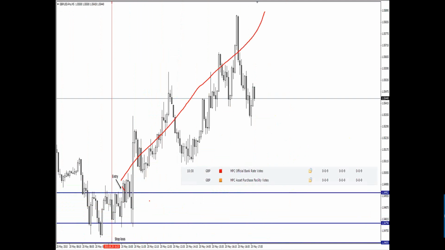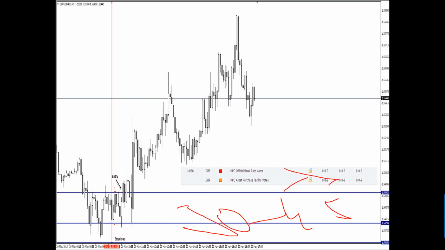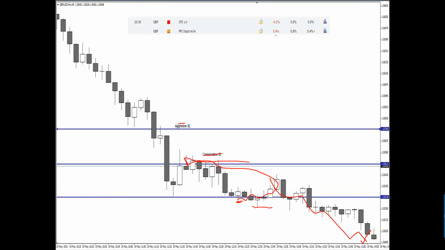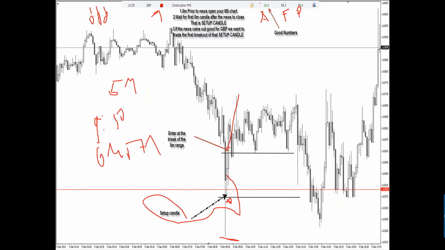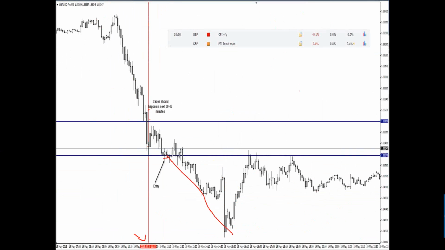So once more, guys, when the setup candle is broken, this candle is the setup candle, if it breaks in the next 30 to 45 minutes in the news direction, this is bullish. So in the news direction, you're looking for longs, that is when you make your long entry. When there is a break of the setup candle in the bullish direction in this example, in the bearish direction in this example, that is when you make your entries.